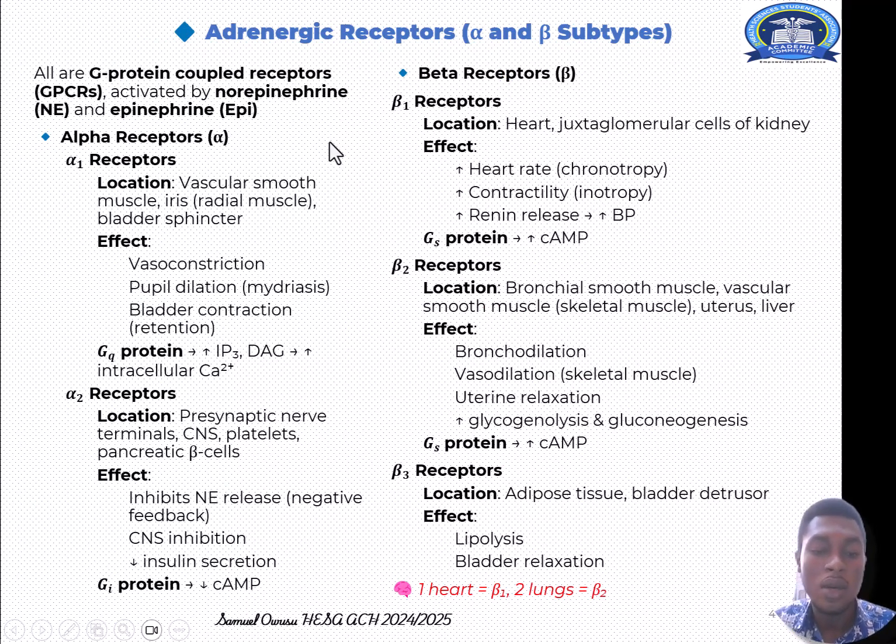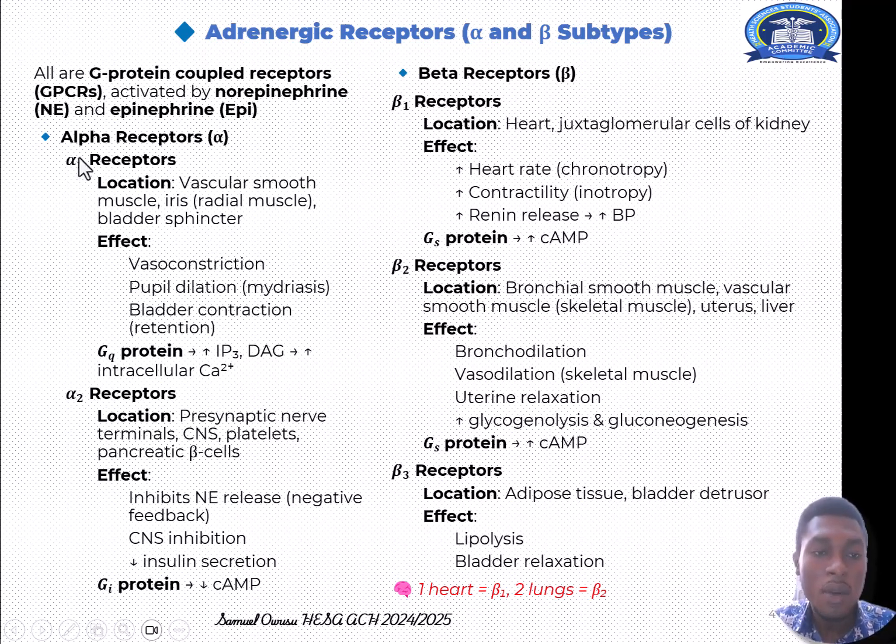There are also dopamine receptors, but here we'll be talking more often about the alpha and then the beta receptors. They are all G protein coupled receptors. What it means that they are metabotropic is that they require secondary messengers before they will provide the desired outcome that we want.